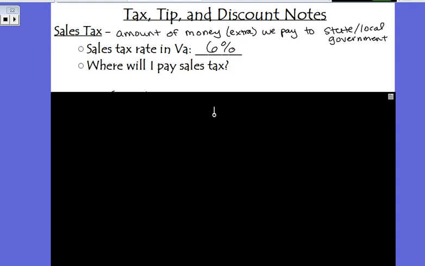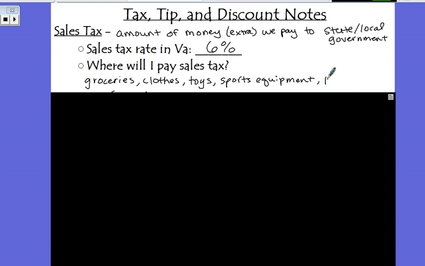Let's talk also about where we're going to pay sales tax. So we'll pay sales tax on things like groceries, clothes, toys, sports equipment, food when you go out to eat, drinks when you go out to eat, anything like that. So we'll just put etc. because there are various numerous things that it could be.